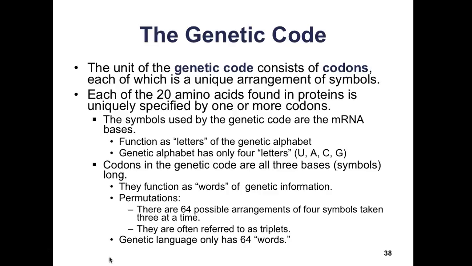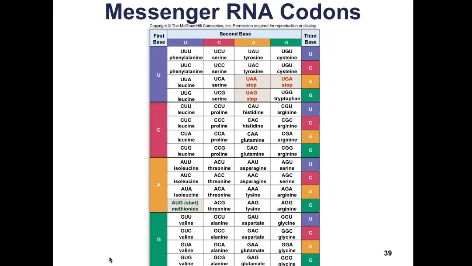Basically, permutations. If you do a permutation, there are 64 possible arrangements of 4 symbols, taking 3 at a time. They are often referred to as triplets. So the genetic language only really has 64 words.